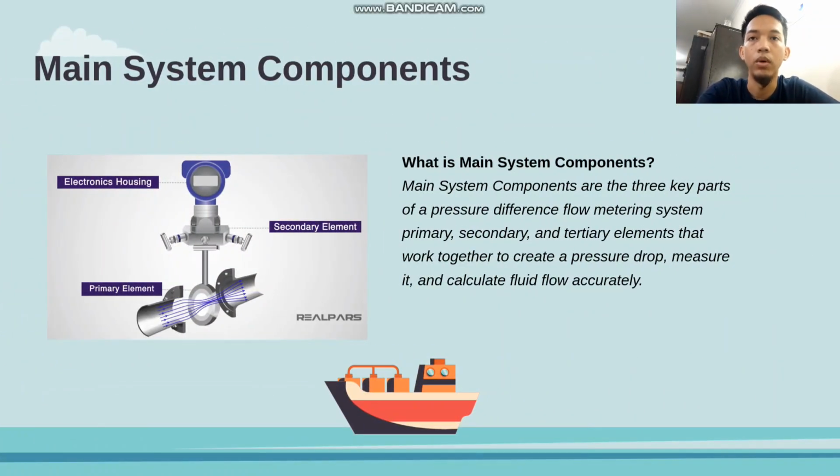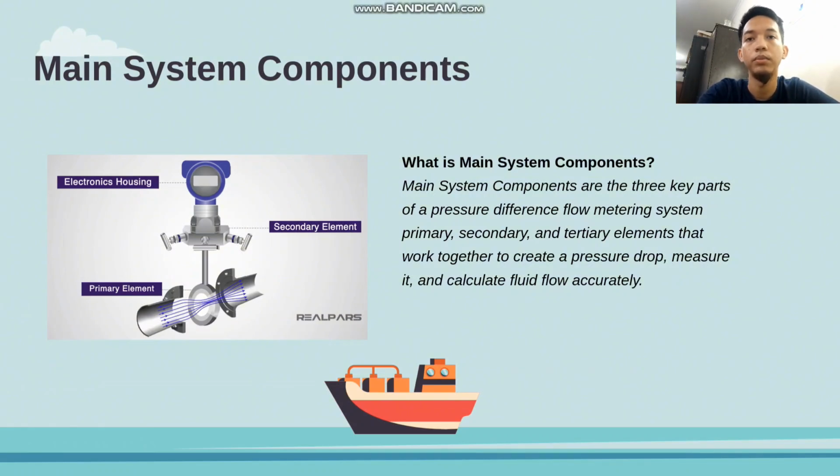And now let's talk about the main system components of the pressure difference flow metering system. The system has three important parts called the primary, secondary, and tertiary elements. These parts work together to measure the flow accurately. The primary element is the part inside the pipe that creates a pressure drop by restricting flow. Examples include the orifice plate, venturi tube, and nozzle. The secondary element is the device that measures the pressure difference caused by the primary element. This is usually done by a differential pressure sensor or transmitter.